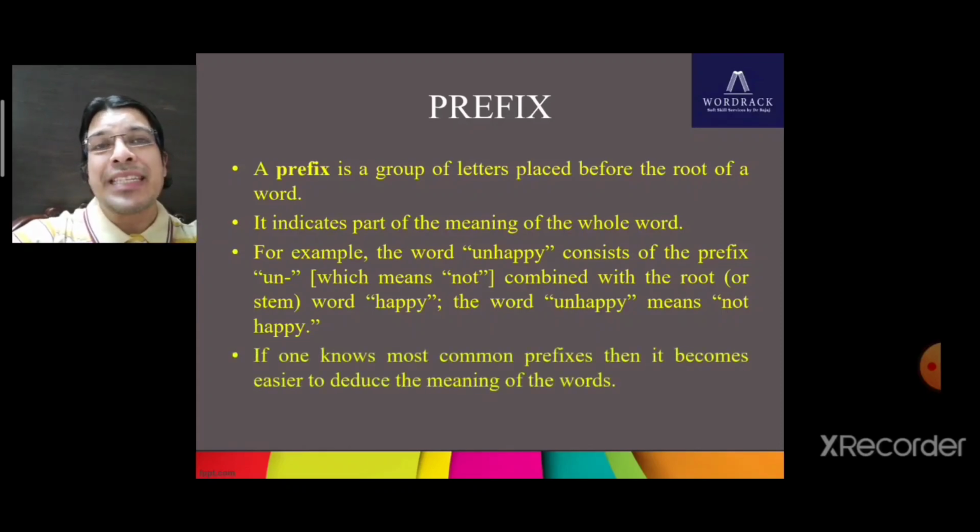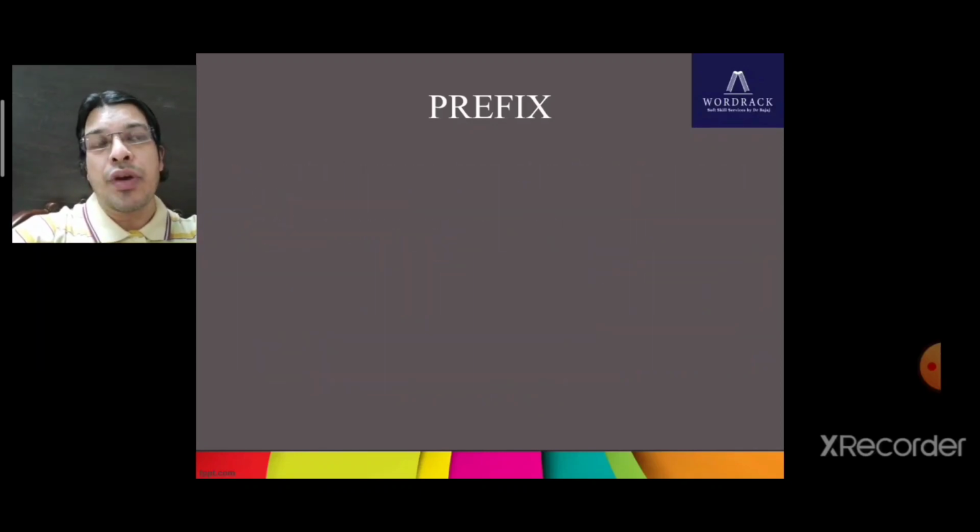Now, what is the basic function performed by a prefix? Of course, one of the functions is that it helps in the creation of new words. From the perspective of a learner, prefix helps a person to judge the meaning of a new word or to know the meaning of an unknown word.